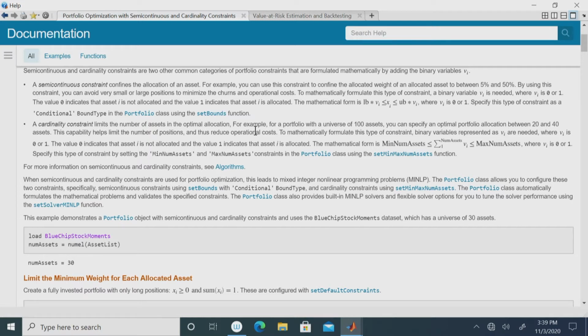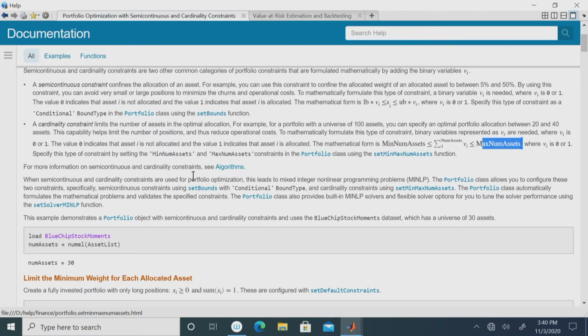So, for example, it is customary to have the number of assets where you have made the allocation lie somewhere between 20 and 40. Mathematically this can be written as the summation of v_i, i equal to 1 to number of assets. Here, as you have pointed out, v_i is either going to be 0 or 1. So the summation of v_i, i equal to 1 to number of assets, will be less than or equal to the maximum number of assets, and greater than or equal to the minimum number of assets, which I will denote by max_num_assets and min_num_assets. So, let us now start our discussion on this.